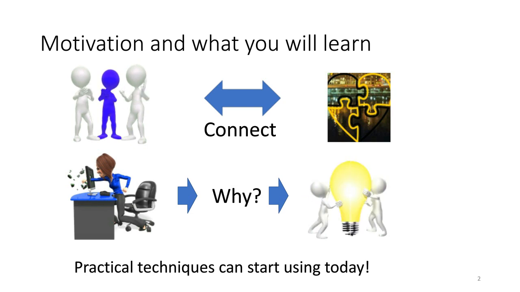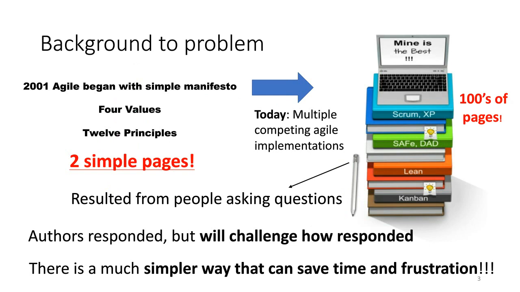So let me start with a little background on the problem. In 2001, 17 years ago, Agile began with a simple manifesto that could be captured on 2 simple pages. And people understood it. They got it. It resonated. Otherwise, Agile wouldn't have become so popular.